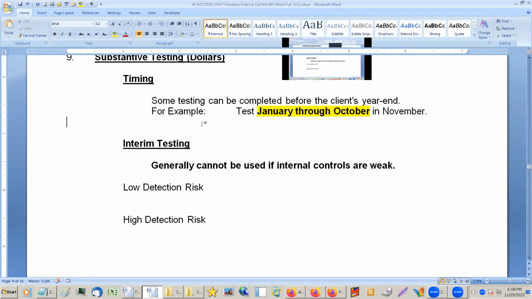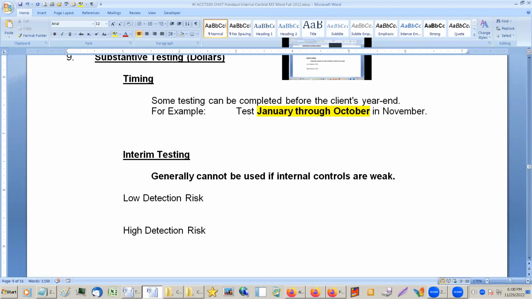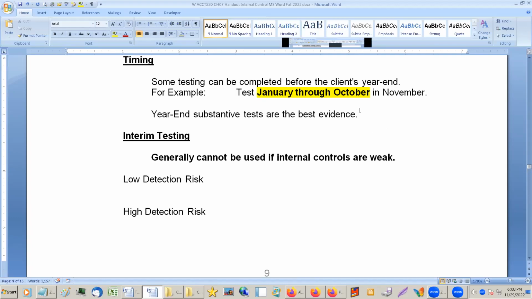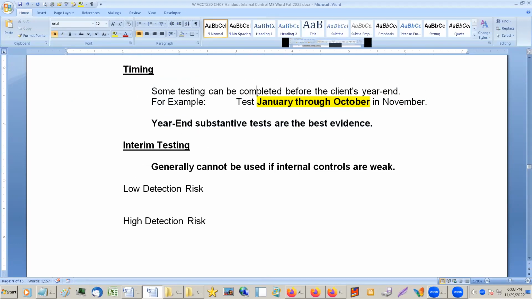So, timing, and I'm going to put this up here under timing. Year-end substantive tests are the best evidence. They're also the hardest to get. It's the most inconvenient to get. So a lot of times, if you can do it, you'll try doing the testing throughout the year.